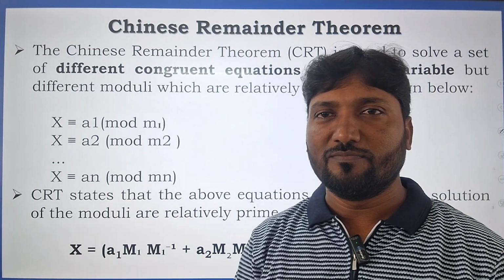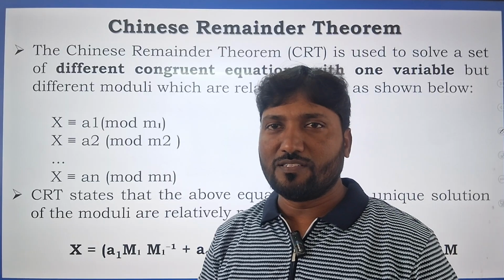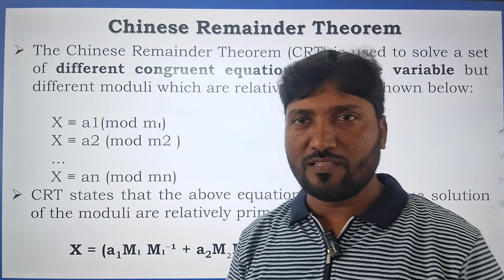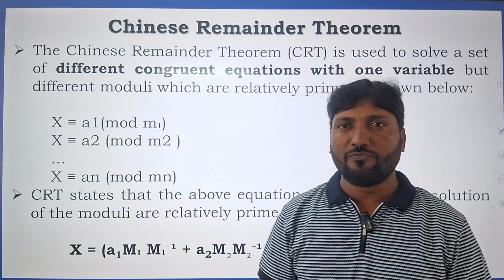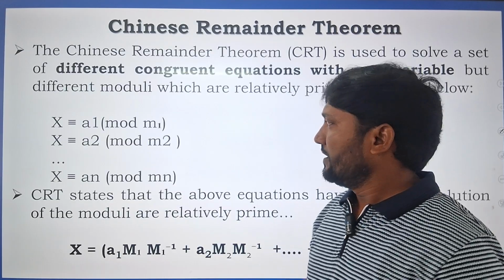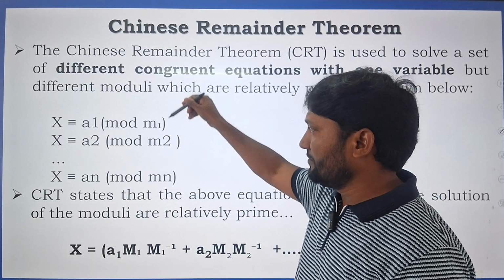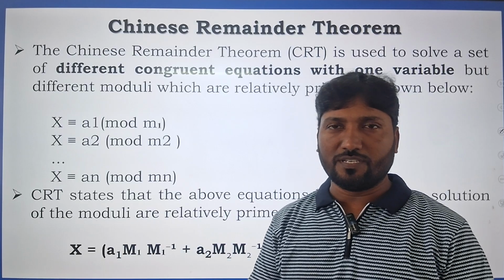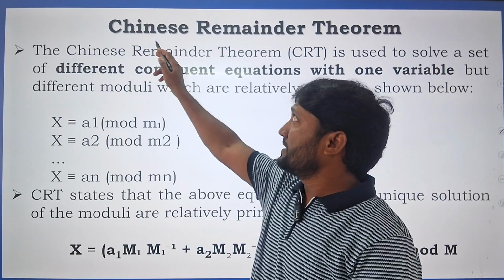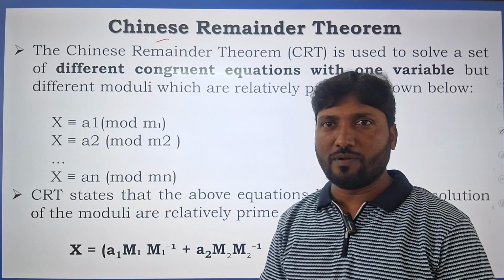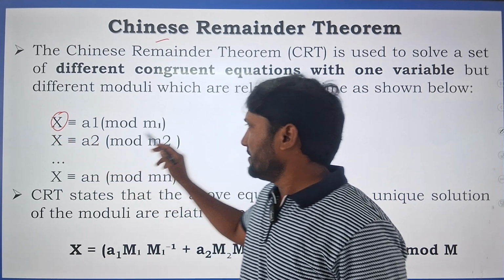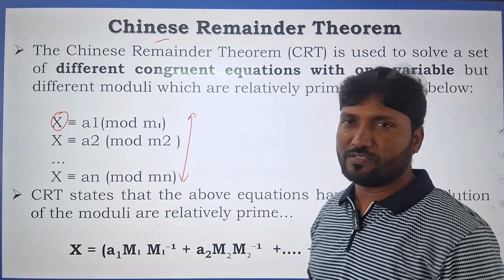In this video we are going to discuss the Chinese remainder theorem. Basically, the Chinese remainder theorem can be used to solve different congruent equations with one variable. That means suppose we have any number of different congruent equations, then how can we calculate the x value? By using this CRT, the Chinese remainder theorem, it is easy to calculate the x value for the different congruent equations.